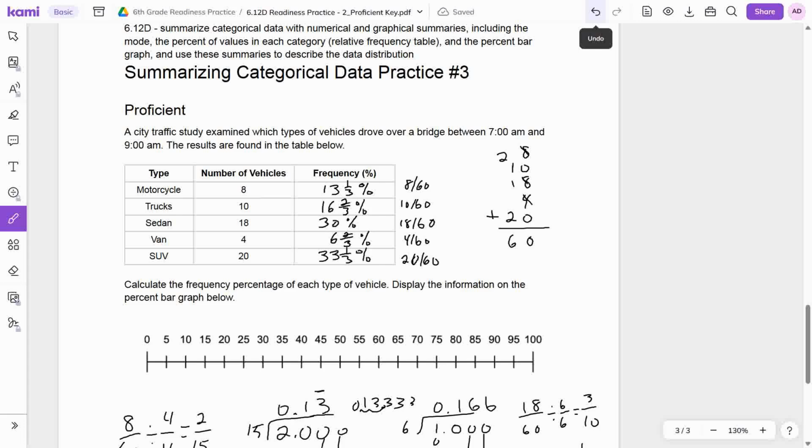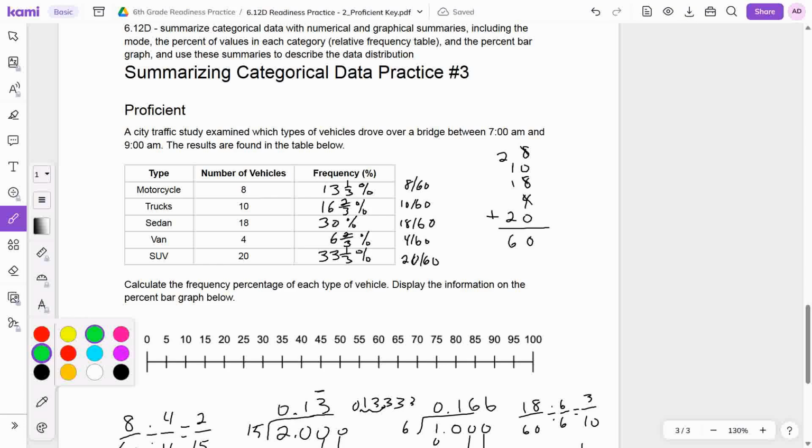Now, if you want to just double check your work here, we can see that quickly. The 6 and 2/3 and the 33 1/3, this makes 40. We already have a 30, and then the 13 and 1/3 and the 16 and 2/3, that makes 30. So if you add your 30, 30, 60, we're back up to 100%.